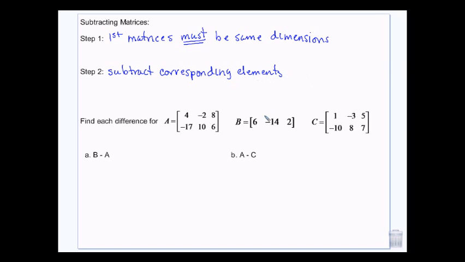Okay, so if I said to do B minus A, B is a 1 by 3 and A is a 2 by 3, can I subtract those? I can't do that. Okay, if I wanted to do A minus C, they're the same size, so I can do that.